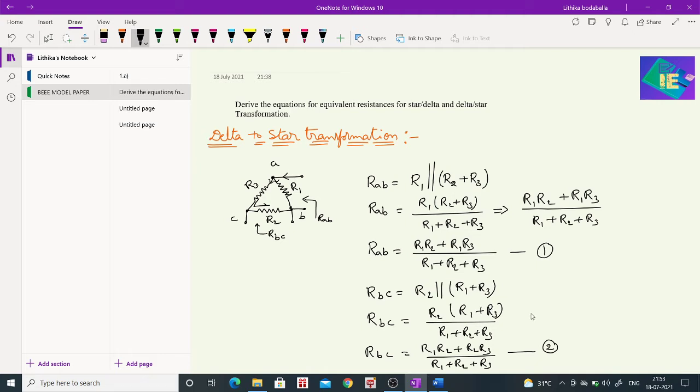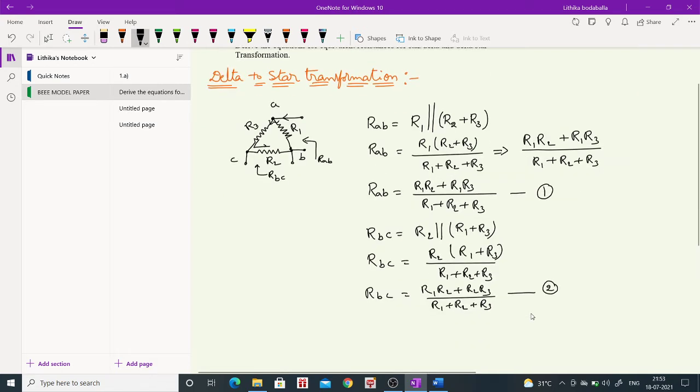Similarly, you can find the resistance between A and C terminals, that is RAC. RAC is equal to, now the combination of R1 and R2 will be in series, and that combination will be in parallel with R3. So R3 multiplied by R1 plus R2. So what you will get is R1 R3 plus R2 R3, divided by R1 plus R2 plus R3. Let it be equation 3.